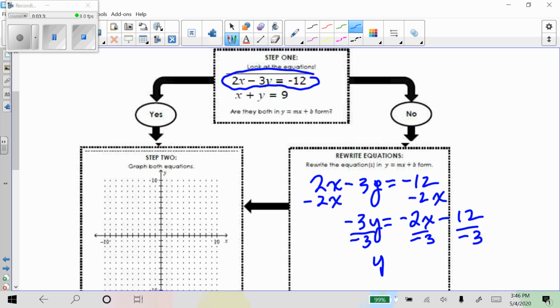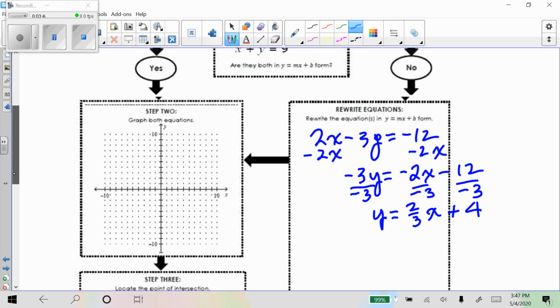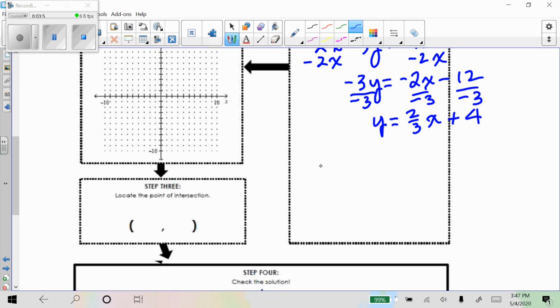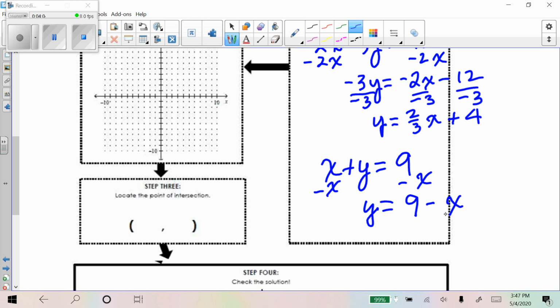And I end up with 1y equals +2/3 x plus, when you divide a negative by a negative, you get a plus 4. Okay. And the other equation, x plus y equals 9, that one's a little easier to solve for y. All we have to do is subtract x from both sides. And actually on this one, it's easy enough just to leave it 9 minus x. Okay, now go ahead and put those two in your graphing calculator and see what you come up with for a solution.